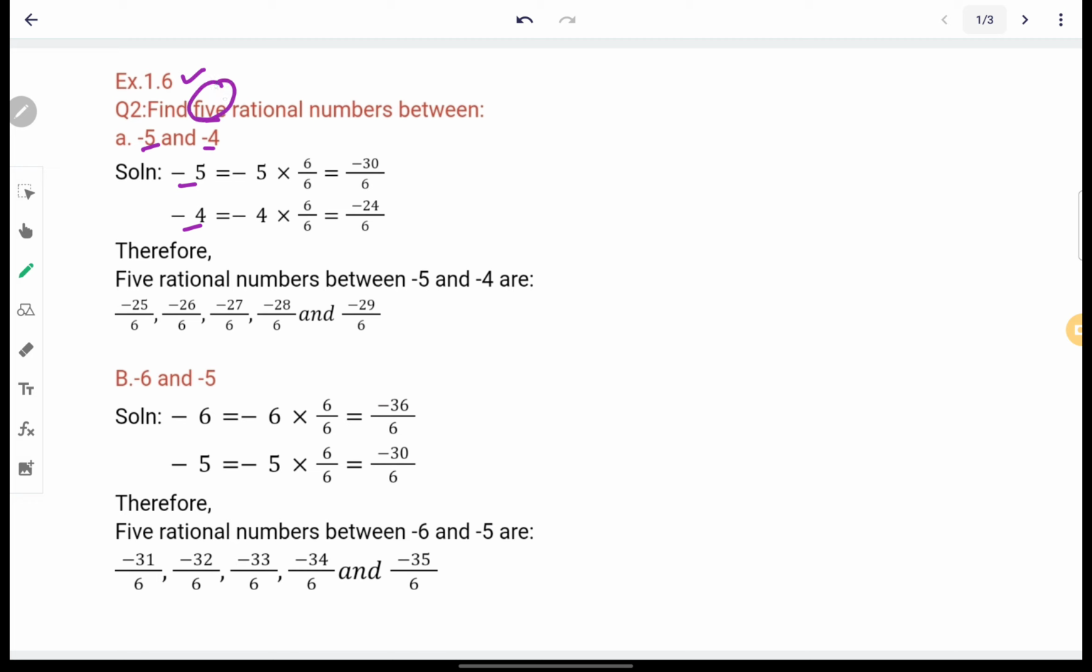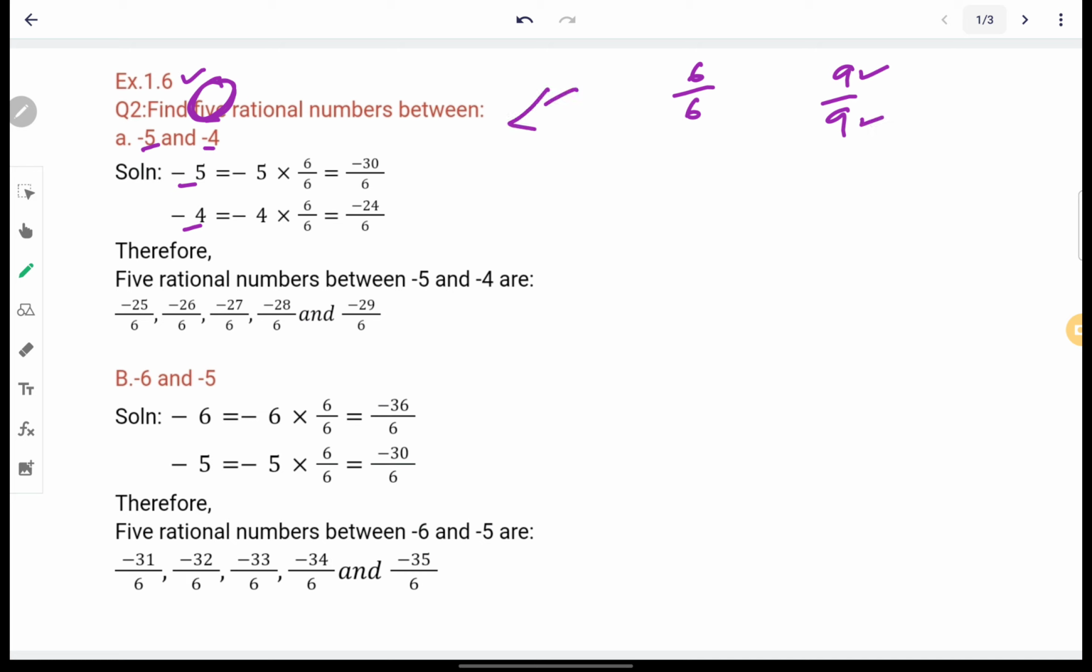We have to take one more than the number they are asking for. Okay, they're asking here 5 rational numbers, right? So we'll multiply with 6 and divide by 6. So if the question says find 8 rational numbers, you will take 9 by 9, multiply by 9, divide by 9. All right, let's go back here.